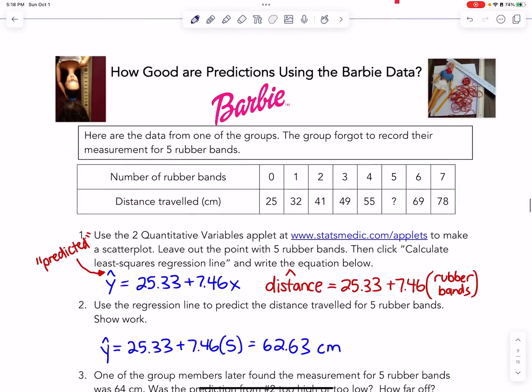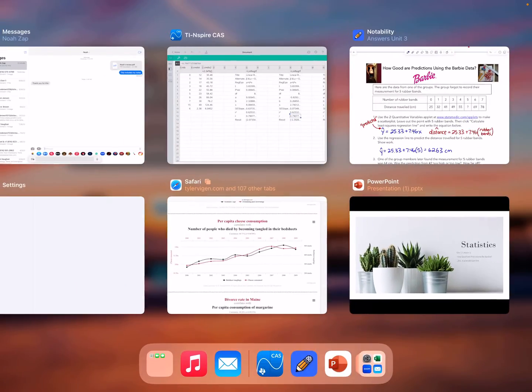All right, please go ahead and open up to your lesson. How good are the predictions using Barbie data? This is the data that I'm going to have you use, and I'm going to have you put this into your calculator. The one data point I don't want you to put in your calculator is 5, because you can see it has a question mark. It's missing.